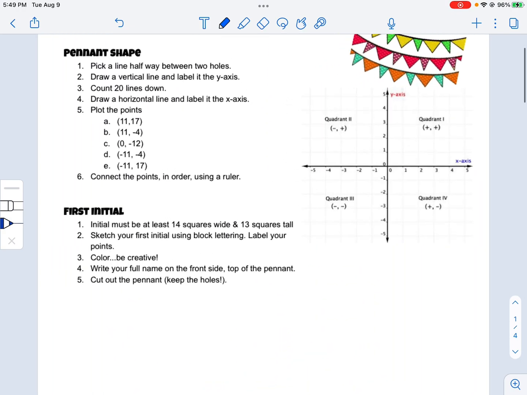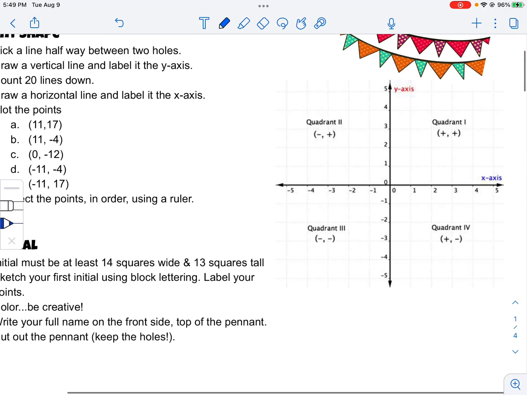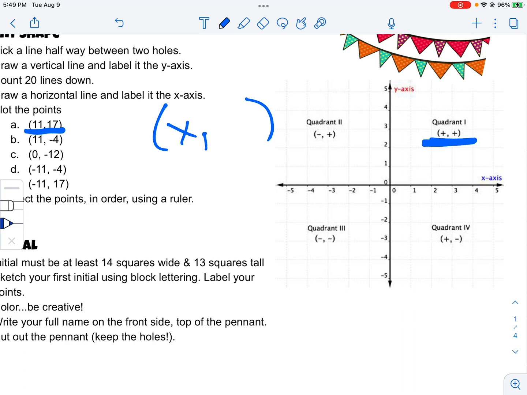So then I need to plot the point 11, 17. So remember, okay, it has 2 positive numbers. So positive numbers are going to be in the first quadrant. Remember that the first number is x, the second number is y. If I have a positive number, I go to the right. If I have a positive y, I go up.